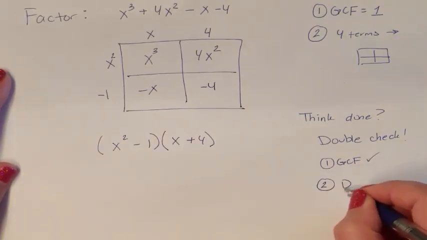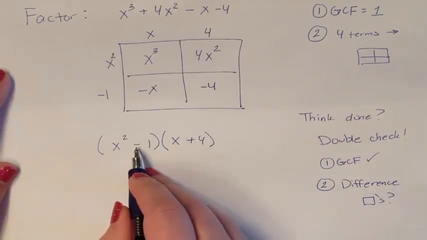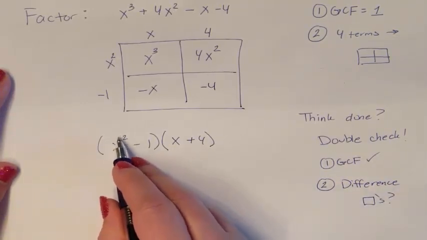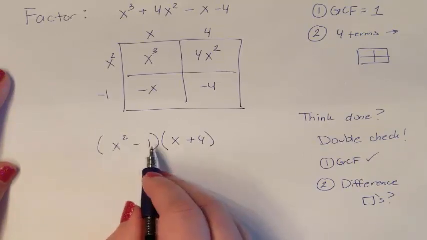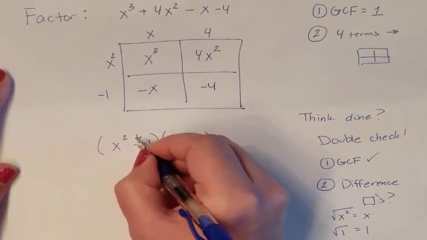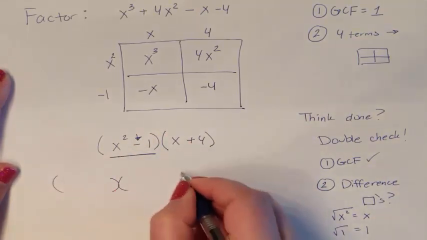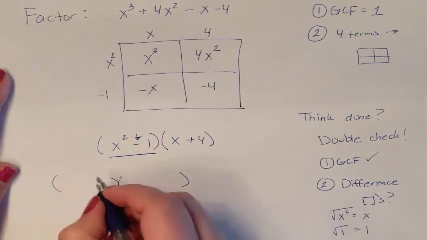So the second thing that I need to look for is a difference of squares. Did I miss one? This one is a difference. Okay, are they squares? Can x squared be divided by 2? Yes. Can you take the square root of 1? I can. So the square root of x squared is x. The square root of 1 is 1. And it was subtraction. So this parenthesis right here needs to be rewritten as a difference of 2 squares.